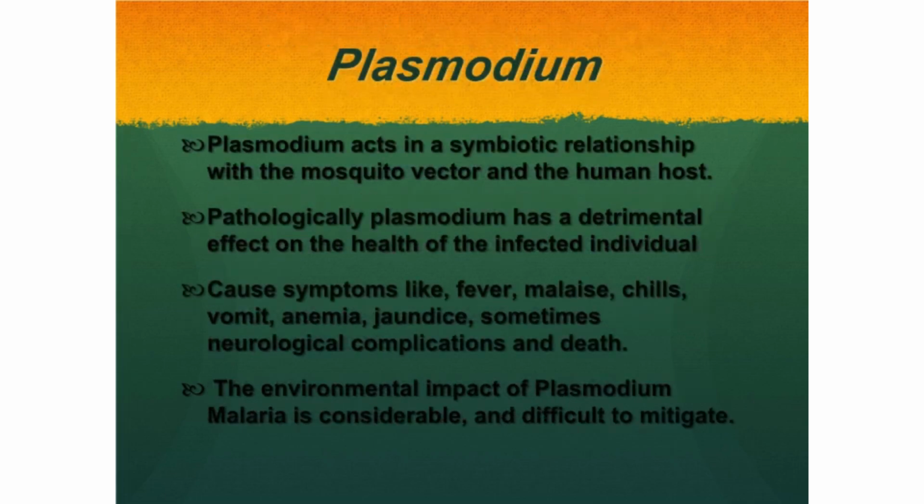Plasmodium acts in a symbiotic relationship with the mosquito vector and the human host, benefiting from both. Pathologically, Plasmodium has a detrimental effect on the health of the infected individual, causing symptoms such as fever, malaise, chills, vomiting, anemia, jaundice, sometimes neurological complications, and even death, mainly affecting infants and children under the age of 5. The environmental impact of Plasmodium is considerable, and it makes it difficult to mitigate. Populations of infected people and the associated mosquito vectors are usually confined to regions, leading to localized outbreaks. Additionally, due to the significant amount of resources that must be allocated to address the disease and its associated morbidity and mortality, governments in endemic regions are often forced into poverty.